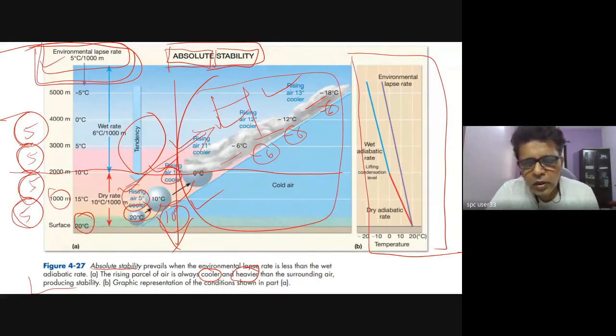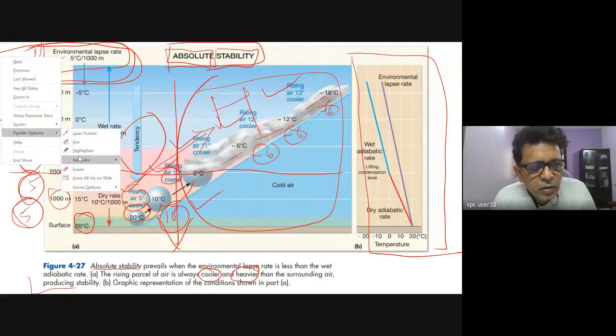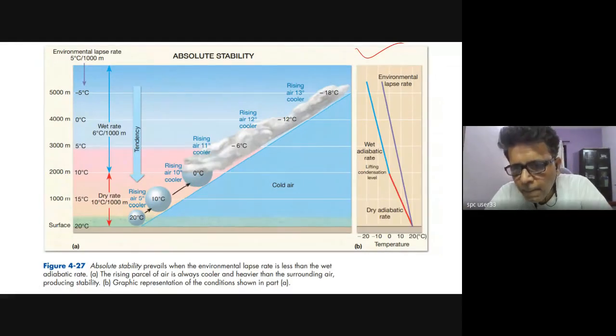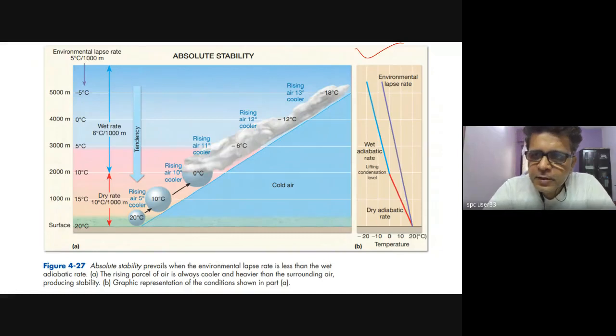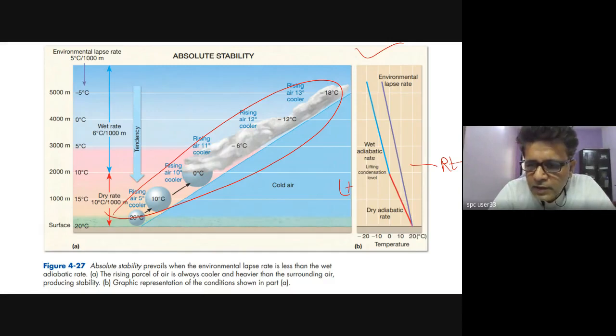Okay, now coming to the right side of your picture, let me clear this off. We come to the B part of it. Let us draw the temperature curves. You'll see that this environmental lapse rate curve is towards the right. And as far as this part is concerned, the curve is towards the left. Both of them have started till 2000 meters.